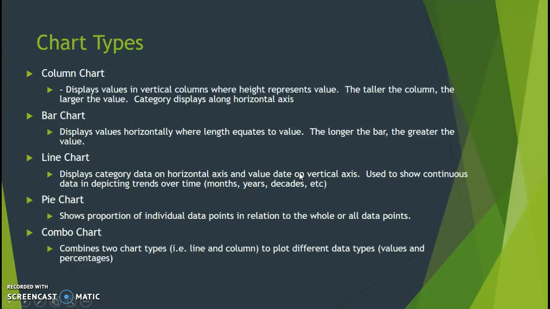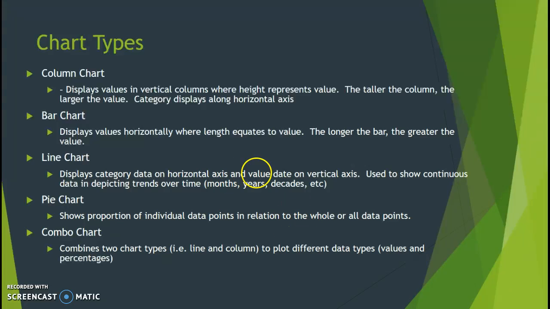The second type of chart is a bar chart. This displays the values horizontally, where, again, length equates to value. So the longer the bar appears from left to right, the greater the value. A line chart displays category data on the horizontal axis and value data on the vertical axis. It's used to show continuous data depicting trends over time, and that could be in months, years, decades, or even in larger increments.